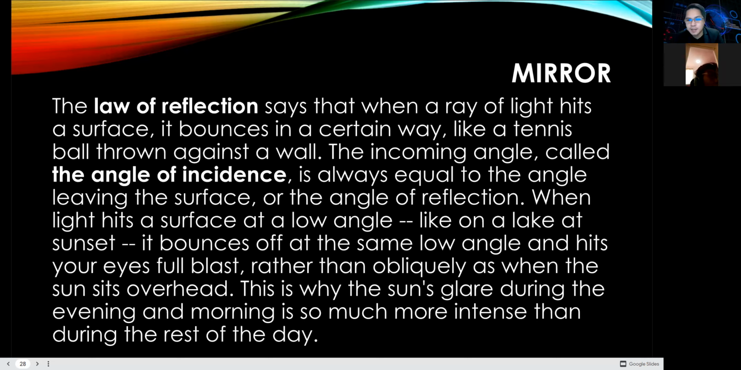This is why the sun's glare during the evening and the morning is so much more intense than during the rest of the day. That's the reason behind it, because again, it actually hits our eyes in a full blast.